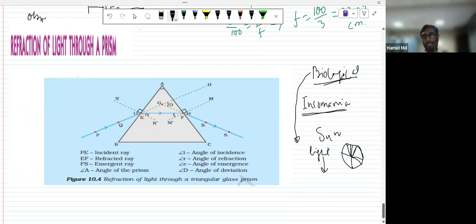Now we have another topic called reflection through a prism, right?